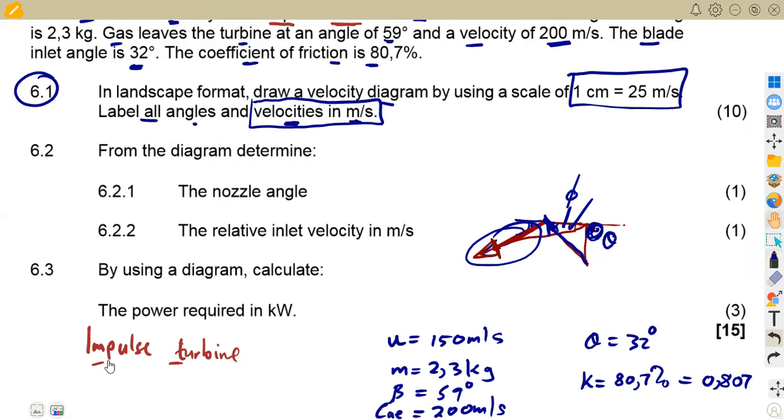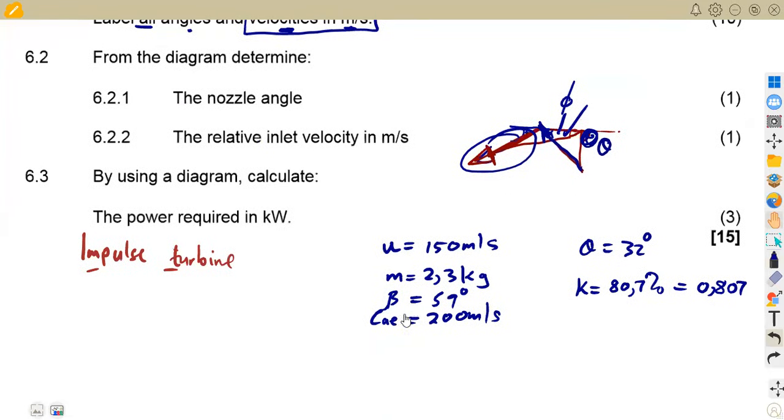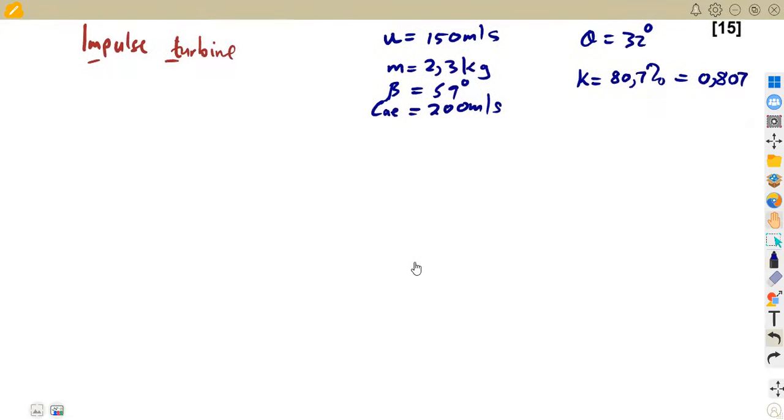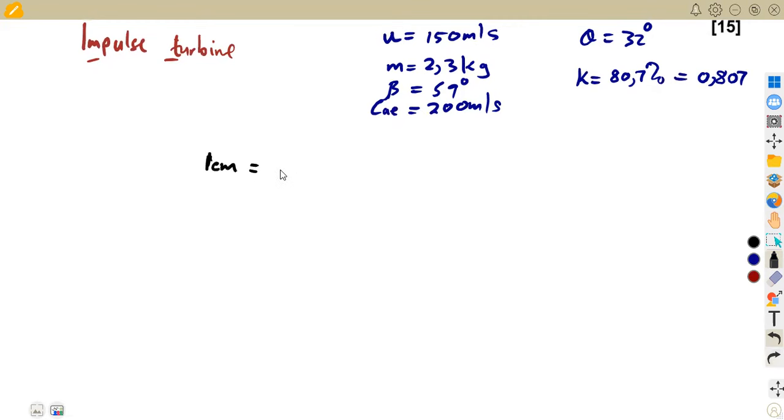All right, we are dealing with an impulse turbine in this case, as I explained from the sketch that we have, and this is the information that we are given about the gas. On our sketch, we are going to have every part here that we are given. So this is going to be our sketch. Remember, we're given a scale to use of 1 centimeter to represent 25 meters per second. All right, so that's 6.1.